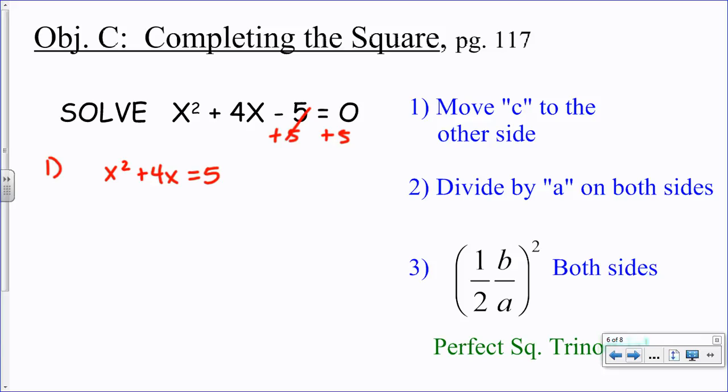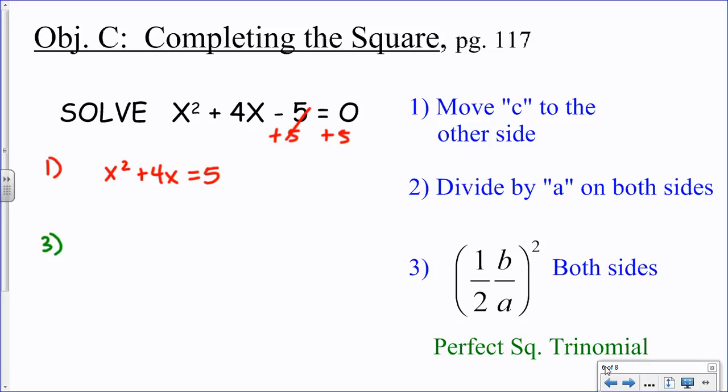Step 2, divide by a on both sides. That's only if a is something other than 1. Okay, right now a is 1, so I don't have to worry about step 2. So I'm going to go ahead and skip to step 3. And I have to use this little formula to come up with the number to complete the square, so it's a perfect square trinomial.